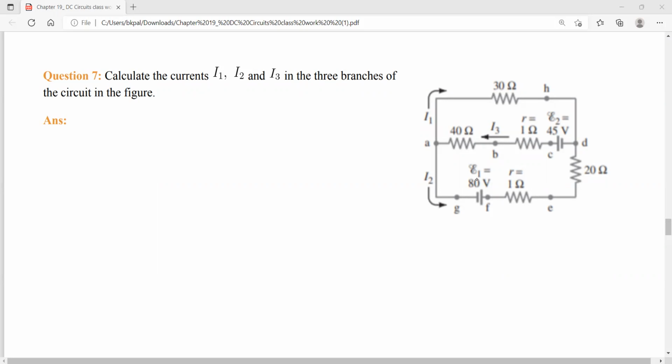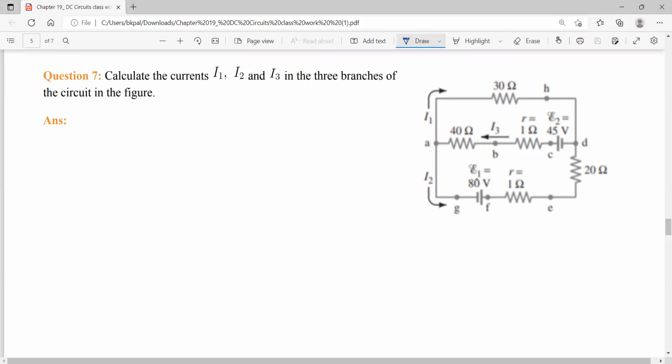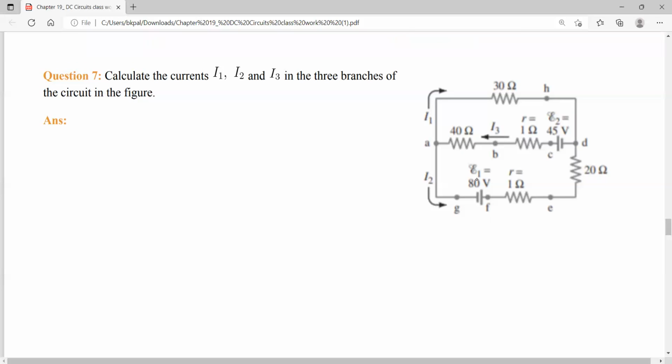Okay, so to solve this kind of circuit, we need Kirchhoff's laws. As you know, we have two rules: one is the junction rule, another is the loop rule. And as we have three unknowns here, we need basically three equations. So first, let's try to write down the junction rule for junction A.